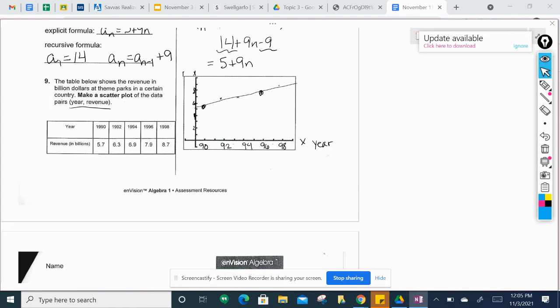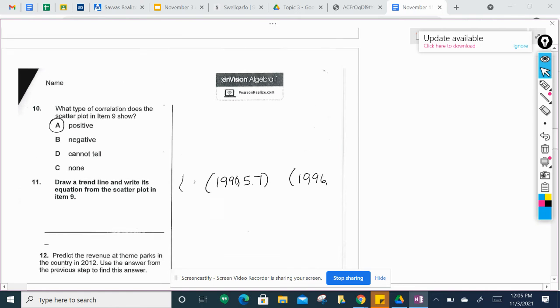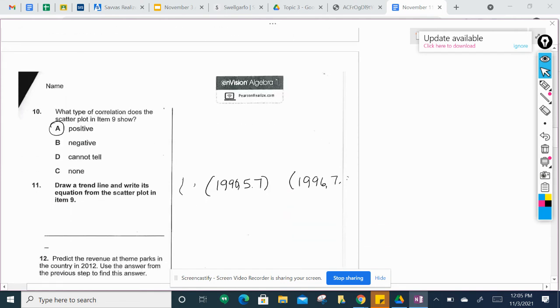So it looks like I'm going to use 1990 and 5.7, and then 1996 and 7.9. So I'm going to come back down here and use those two numbers, 1990 and 5.7, and then 1996 and looks like it was 7.9. Again, you may have different numbers chosen, and if you have different numbers chosen, your work and your answer is going to be a little bit different than mine, and that's okay. I'm just going to have to look at your work to determine what you've done.